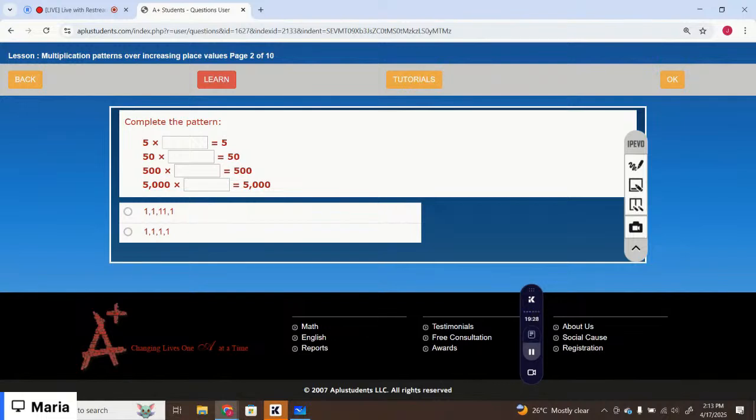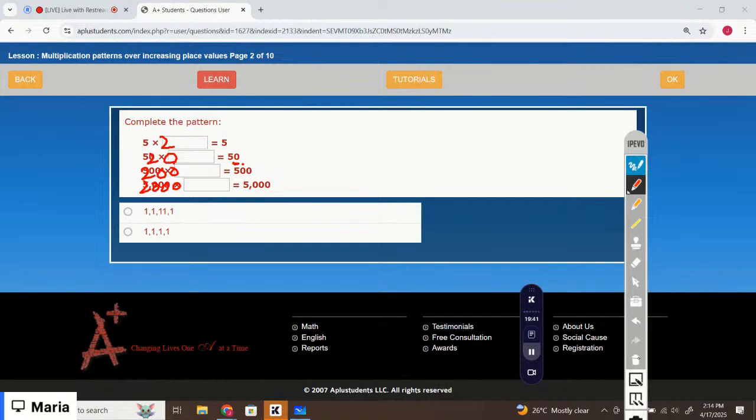Complete the pattern. 5 times 1 is 5, 50 times 1 is 50, 500 times 1 is 500, and 5,000 times 1 is 5,000. Option number 2 is the correct option.